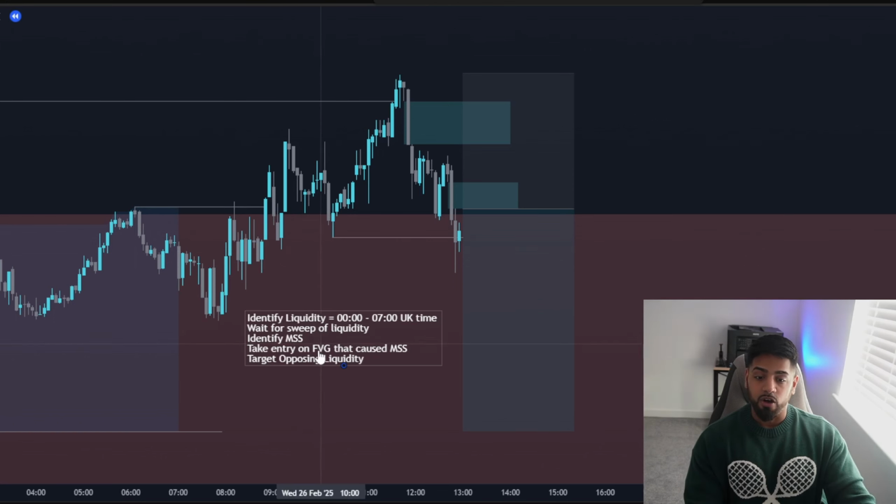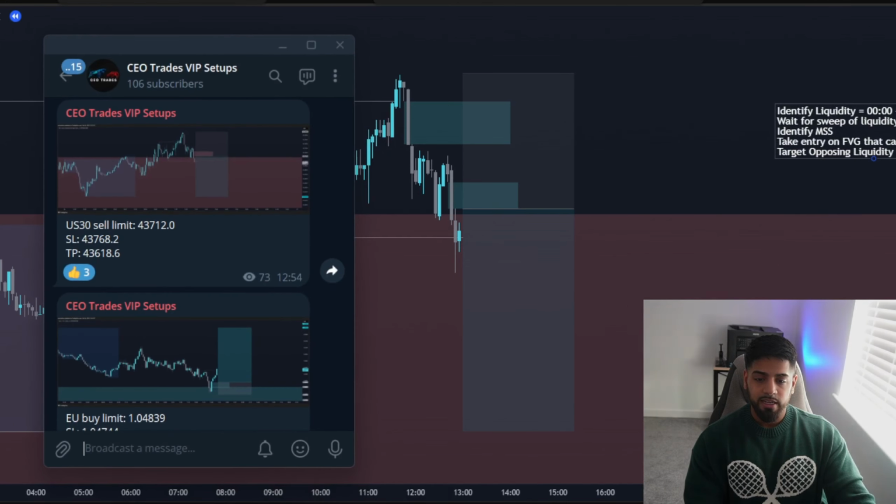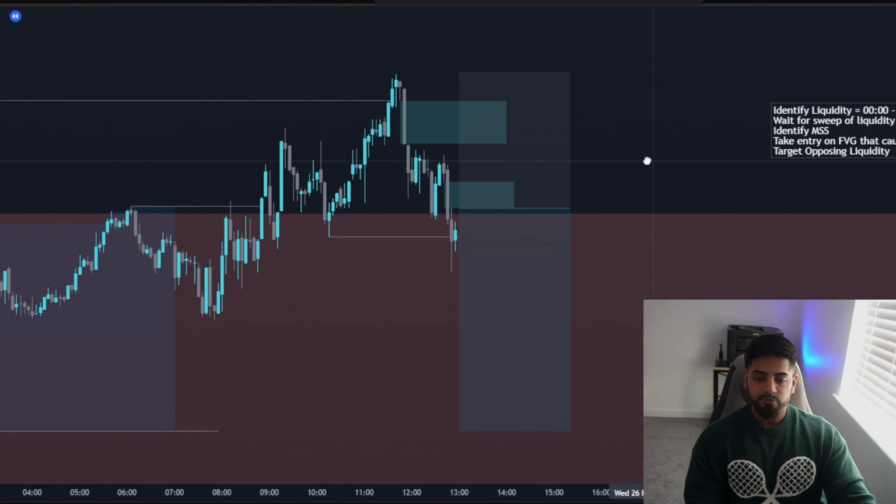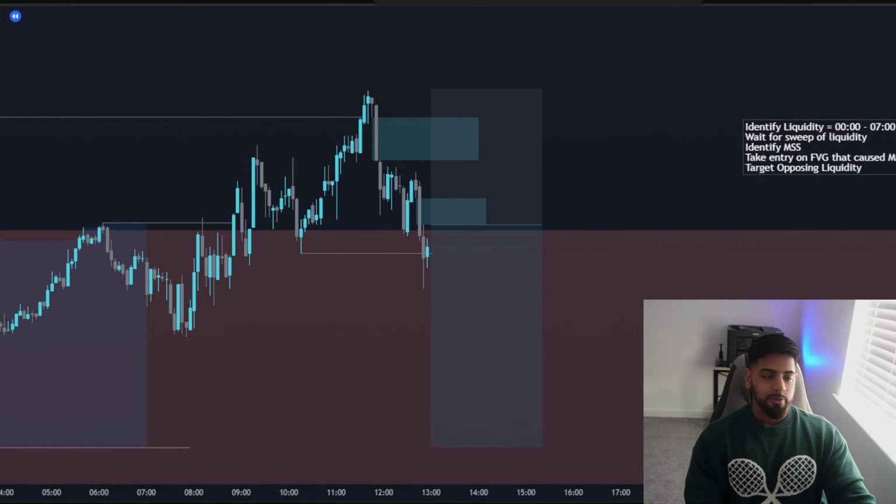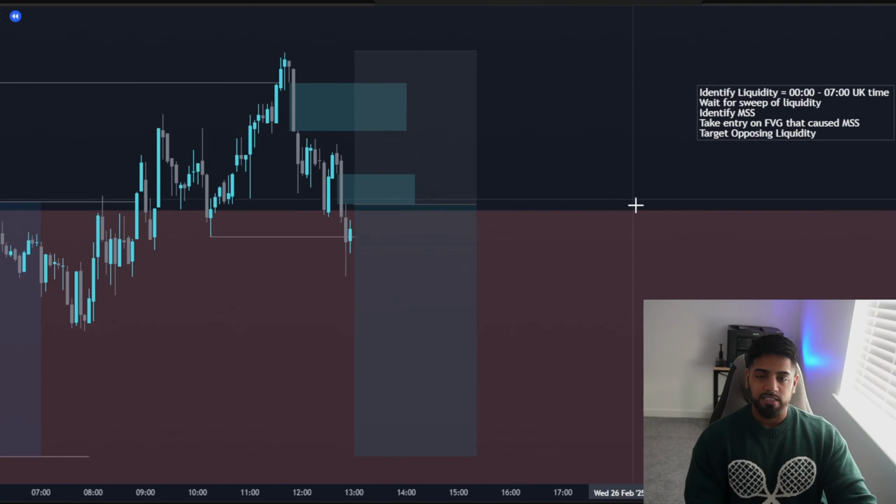So now all of the hard work is done. We've identified the trade. And again, this is where I sent the trade into the VIP group. As you can see, it was a screenshot of the trade in question just before it happened and all of the numbers that I needed for the stop loss and the take profit. Once all of the hard work is done, we now simply sit back and wait for price to either give us a stop loss or a take profit.